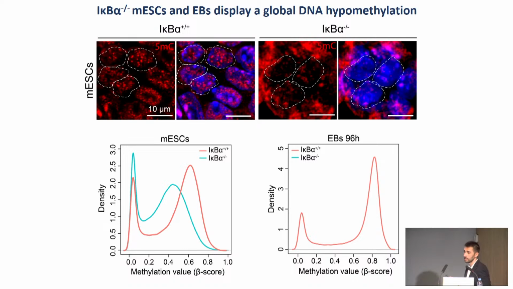Moreover, we did the same analysis in the embryoid bodies at 96 hours, and you can see here that in a wild-type situation, there's a clear increase of DNA methylation, which correlates with a successful differentiation. However, the knockout embryoid bodies, although they are also gaining some DNA methylation, show levels that are much lower compared to the wild-type. So this clearly demonstrated that DNA methylation was, at least to some degree, abolished in the knockout cells.